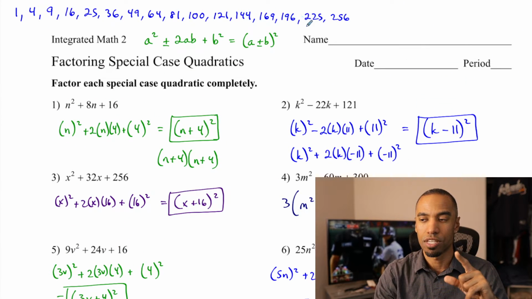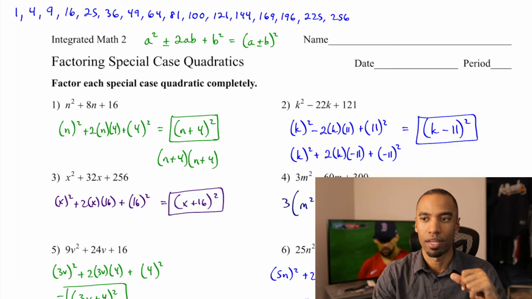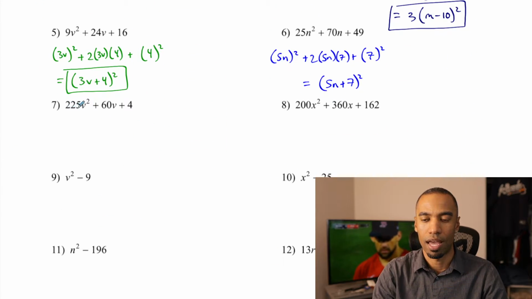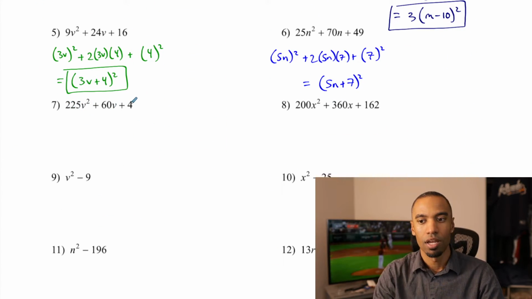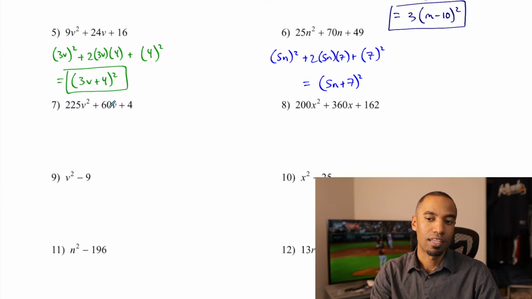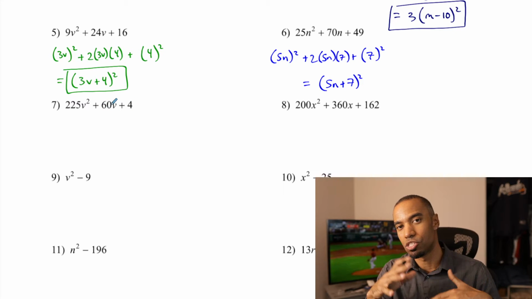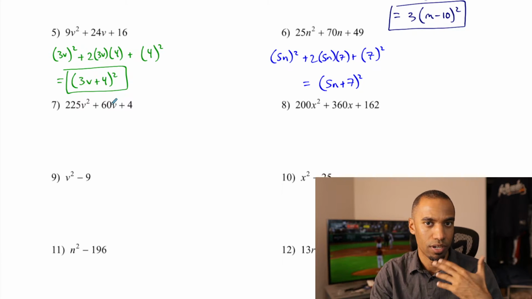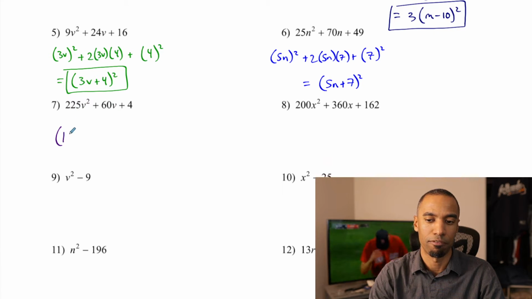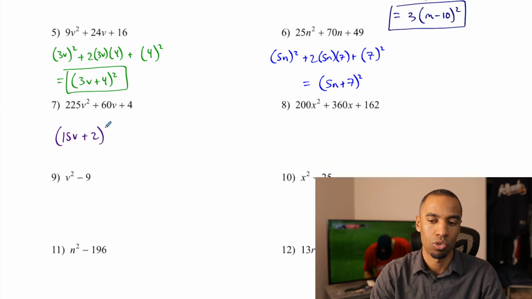225, that is 15 squared there, okay? So we have 15 squared on that one, 15v squared, I should say, and 4 is 2 squared. Is 60 double the product of 15 and 2? Yeah, 15 times 2 is 30. Double that is 60. So this does become (15v + 2) quantity squared.